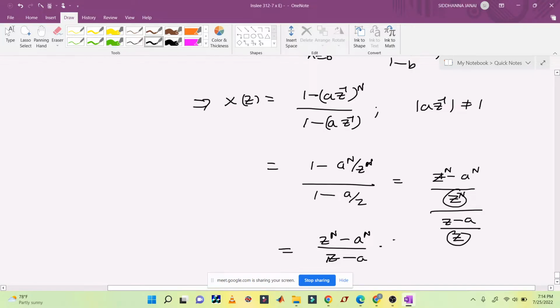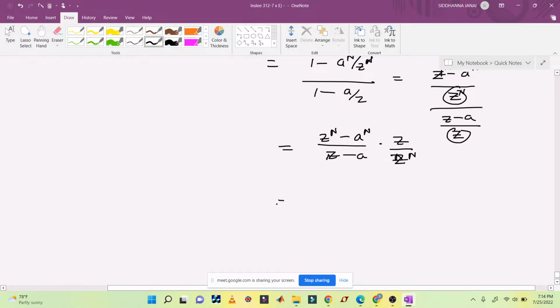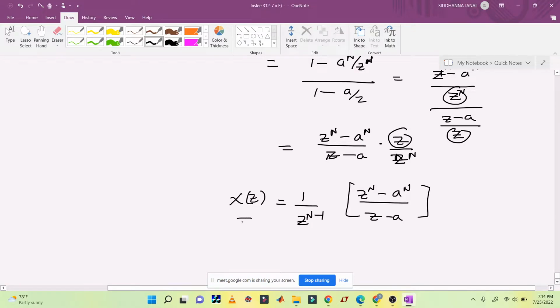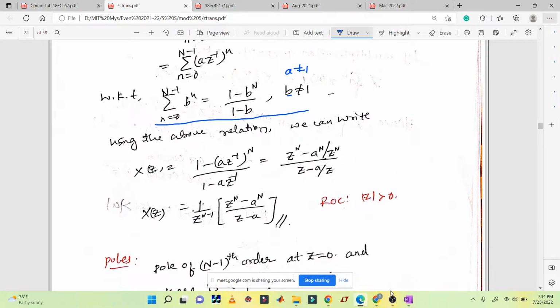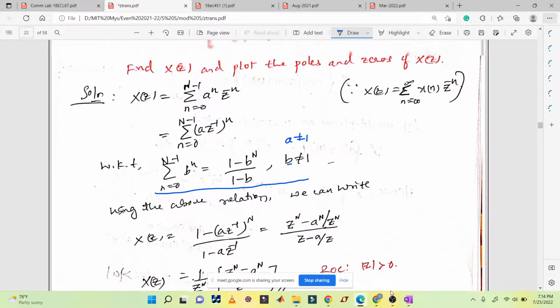So it will be z divided by z power n. Or we can write this as 1 divided by z power n minus 1. This I have taken into the denominator, and I can write the remaining part as same. So this is the X of z equation. For the given sequence, this is the X of z equation.